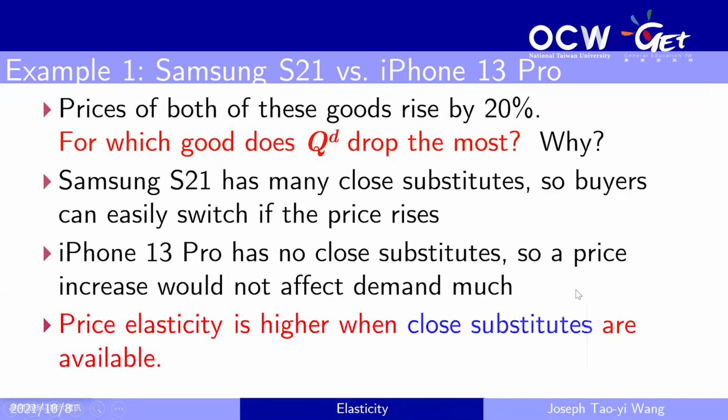Okay, so one thing we learned here is that price elasticity depends on whether close substitutes are available. So what do you mean by close substitutes? Well, the whole idea here is that if this is more expensive, what would I switch to? But an iPhone is an iPhone. Well, I can't very easily switch to something else.